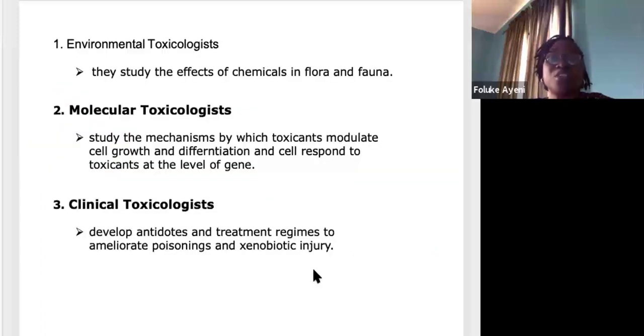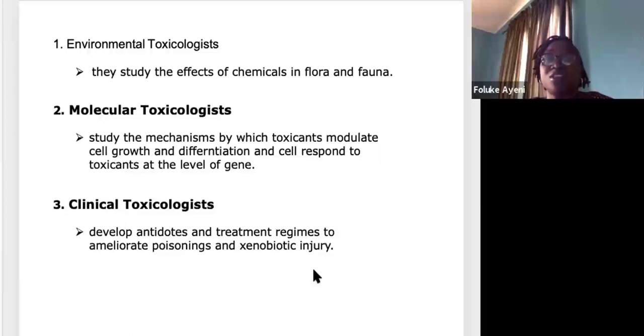We have environmental toxicologists, and these are toxicologists who study the effects of chemicals in the environment, in plants, in the water bodies that we have. What are the effects of toxins on this body of flora? It's not only animals or human beings that are exposed to adverse effects. Plants are also exposed to adverse effects. That's why you see some plants whose growth is stunted, they are not growing well, the leaves are blighted, they are discolored. You want to know why? Environmental toxicologists do all this.